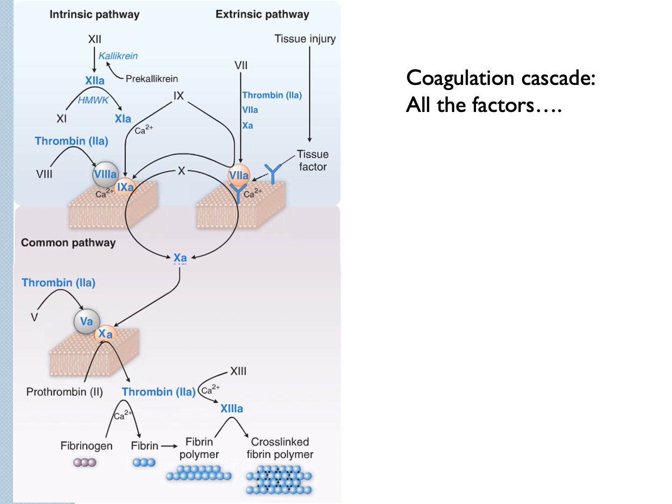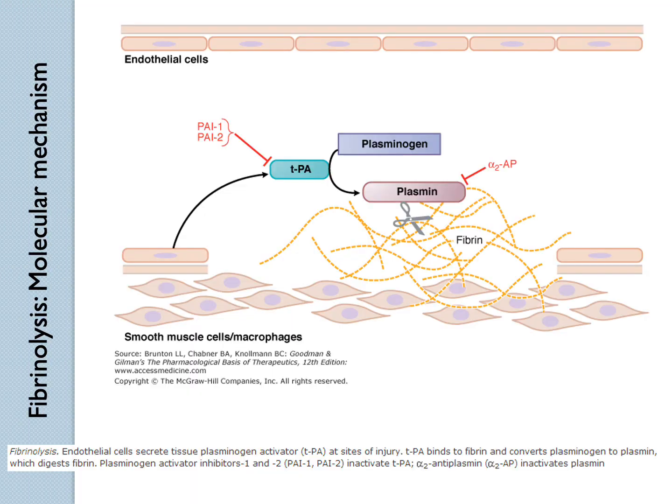So eventually this factor 10 can interact with factor 5, right? And then factor 2, right? And you form fibrin over here. So you may question why the body needs so many different types of factors, because obviously if one factor is down, our body can still function, right? You need some redundancy in the system for that.